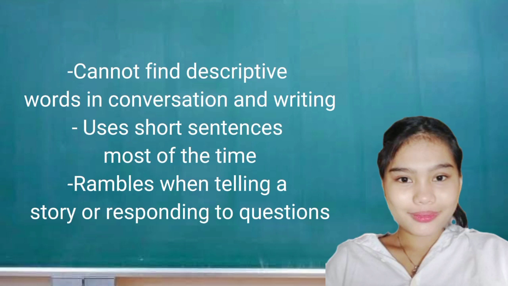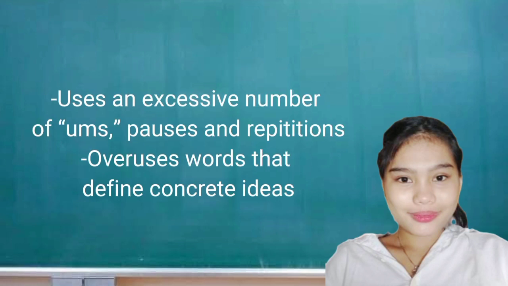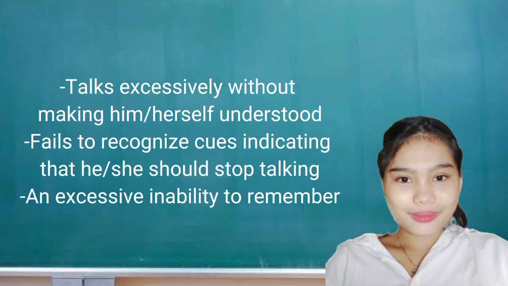rambles when telling a story or responding to questions, uses an excessive number of ums, pauses, and repetitions, overuses words that define concrete ideas, talks excessively without making himself or herself understood, fails to recognize cues indicating that he or she should stop talking, and lastly, shows an excessive inability to remember.